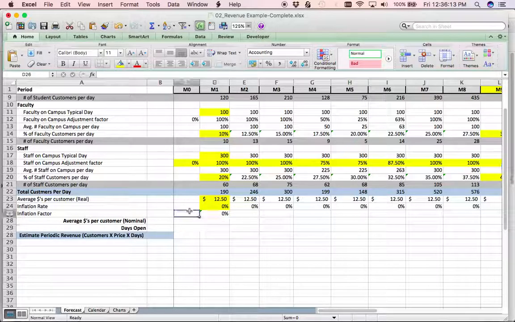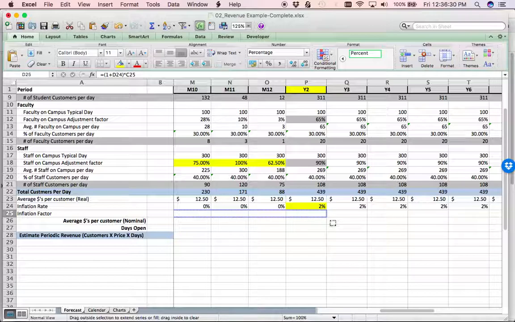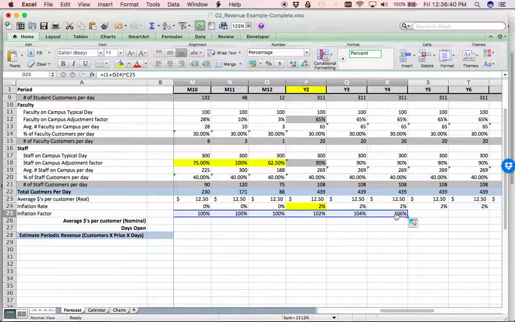So not a perfect solution here because we haven't put something over here, so we're going to put the 100%. That basically says my factor is the price today is the same as the price yesterday. And since that's formula driven, we can drag that out. I'm going to show you what happens. So it goes to 102% there. So in year 2, prices will be 2% higher, 102% of what they were, 104%, 106.